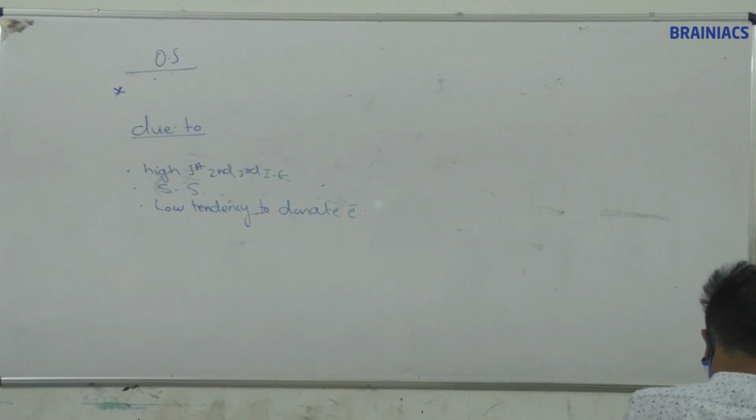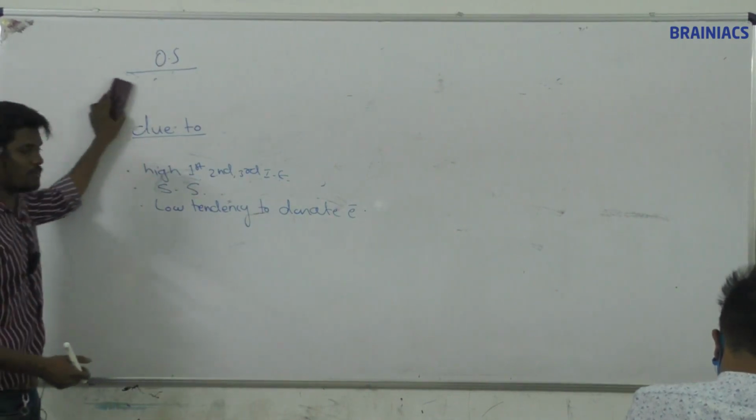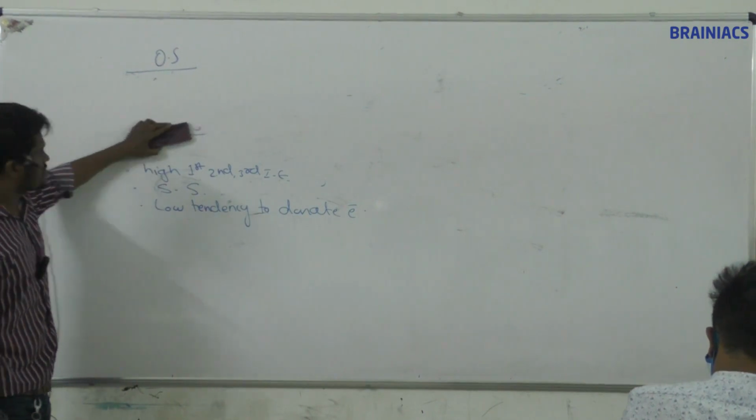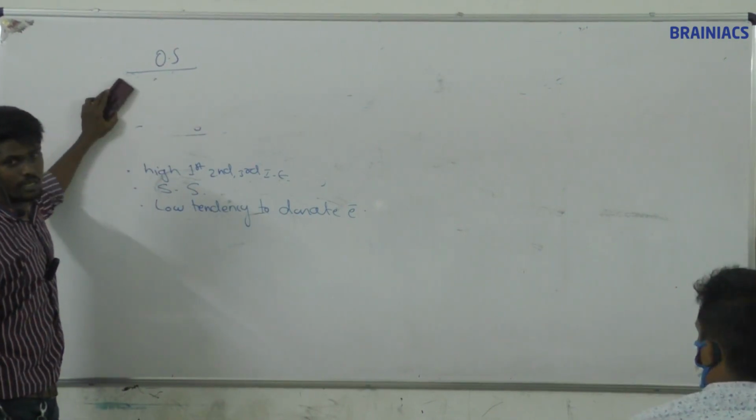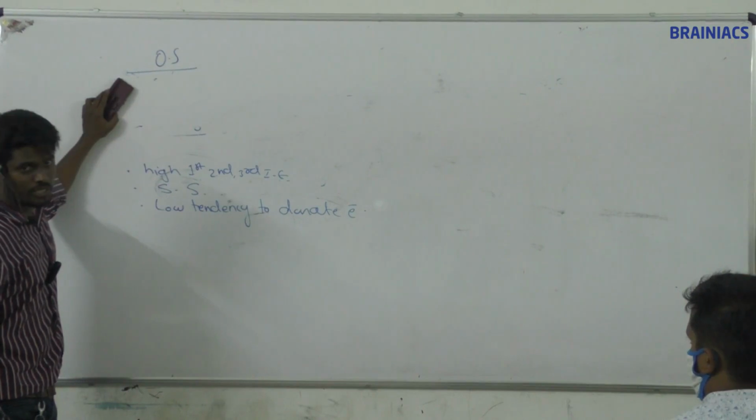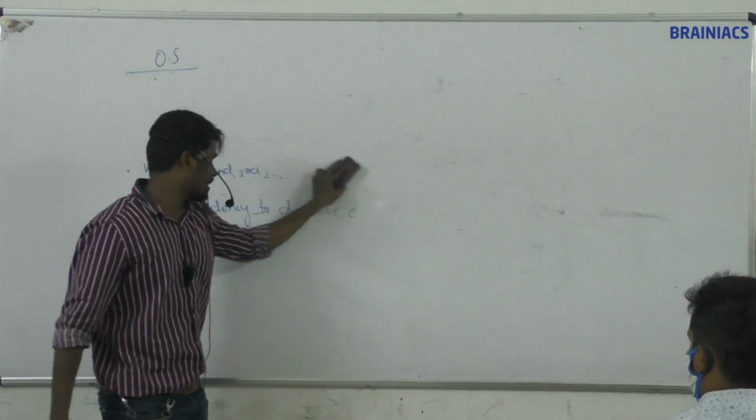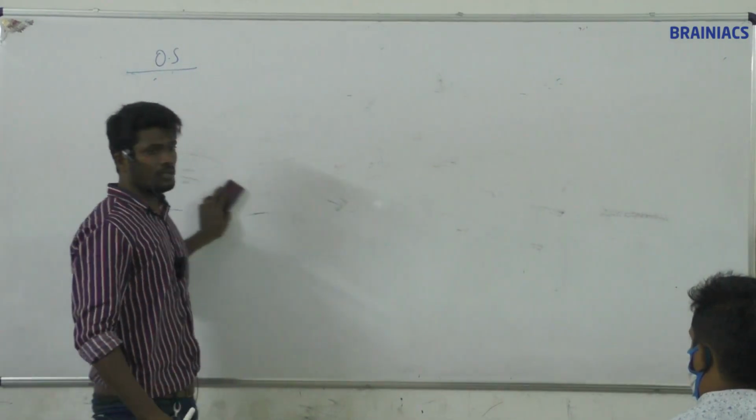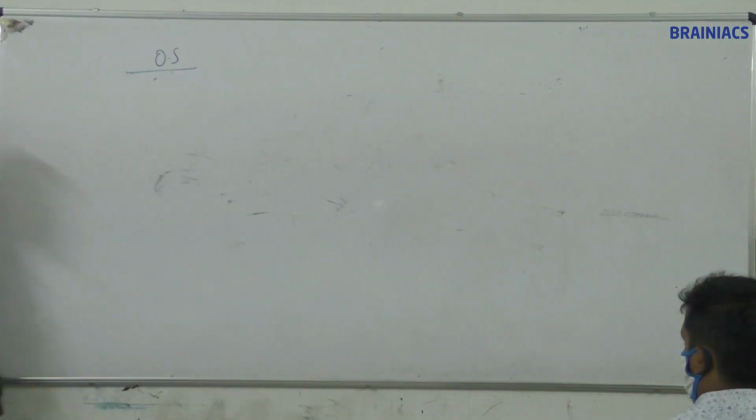Okay, oxidation state. What are the common oxidation states of the boron family? +3 and +1. Stability of +3 decreases down the group and for +1 increases down the group due to the inert pair effect. Boron and aluminum only show +3. Gallium, indium, thallium show both +3 and +1. Which is stable in +1? Thallium. Others are stable in +3.